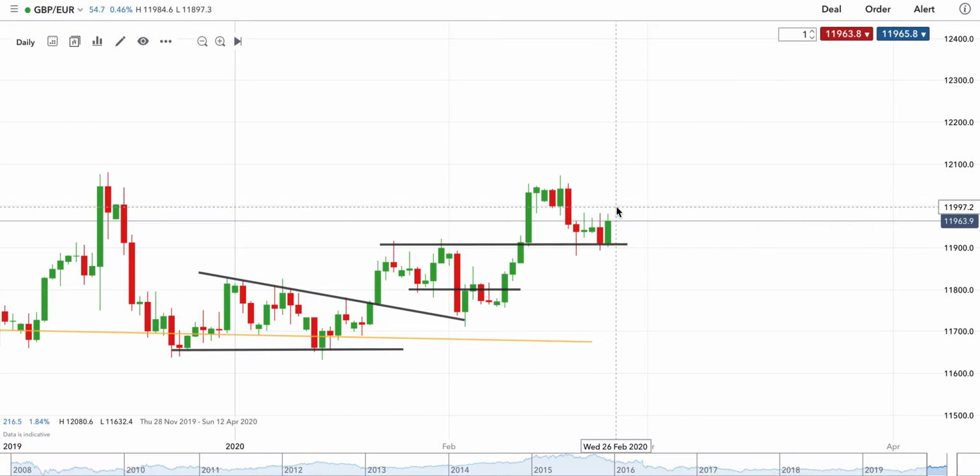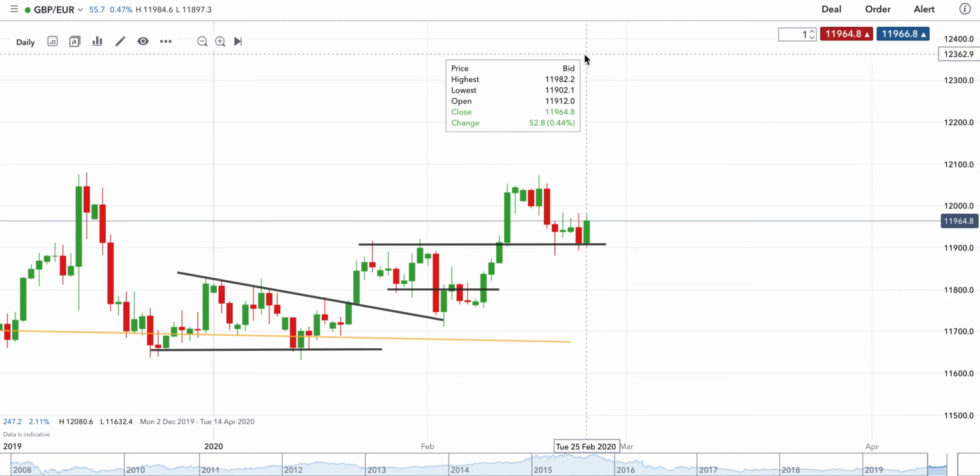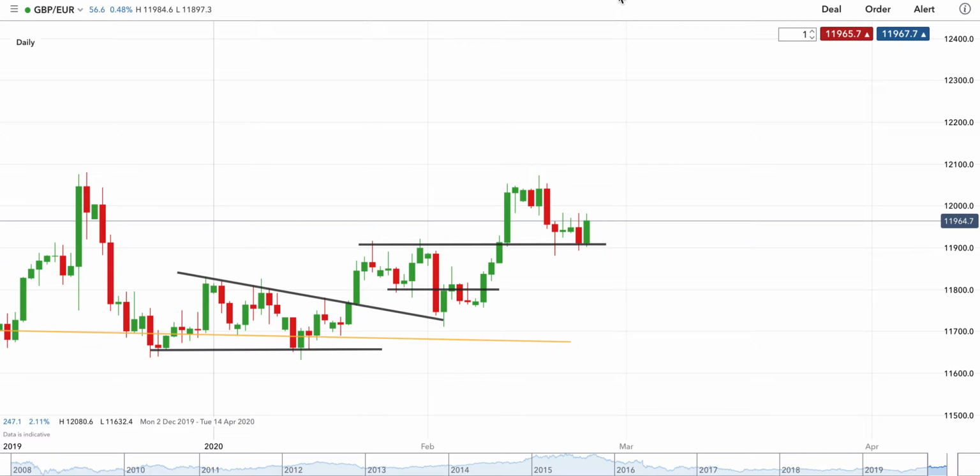If we can get back above 120 over the course of the next couple of days, that will be indicative of further strength ahead. So we will continue to monitor that as it plays out.